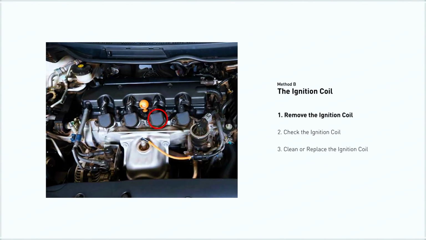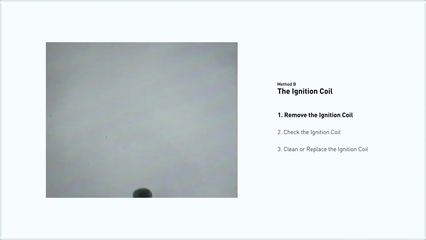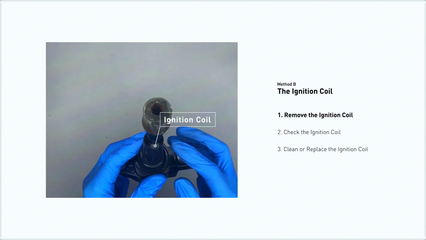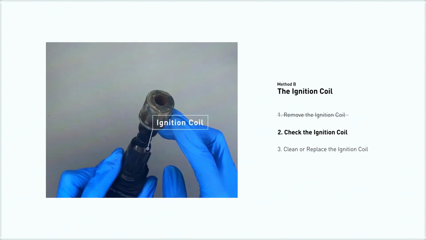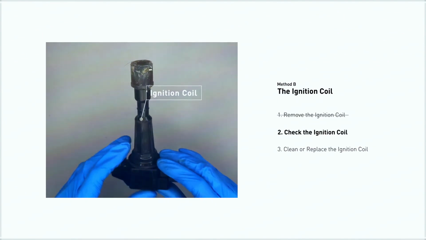Method B, the ignition coil. Ignition coils are usually installed directly at the cylinder head, above the spark plug. First, carefully remove the ignition coil from the engine. Check to see if the ignition coil is either stained or damaged.